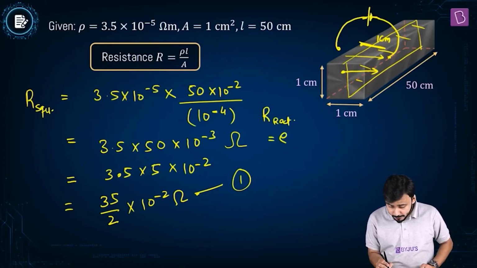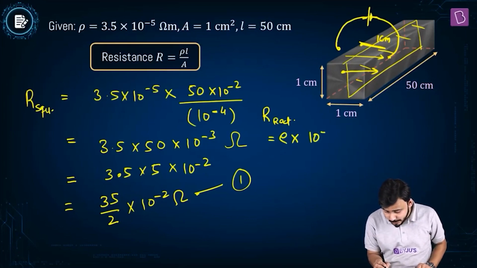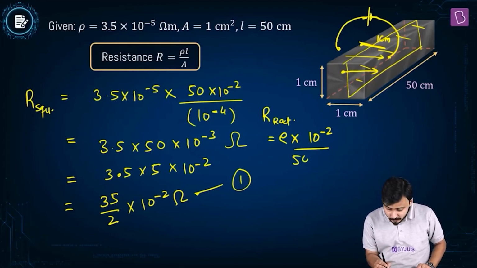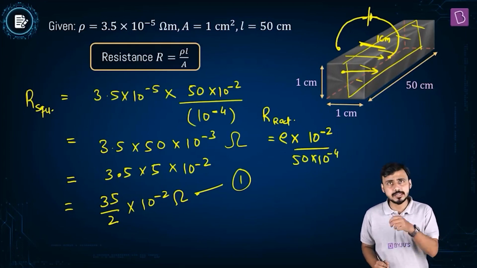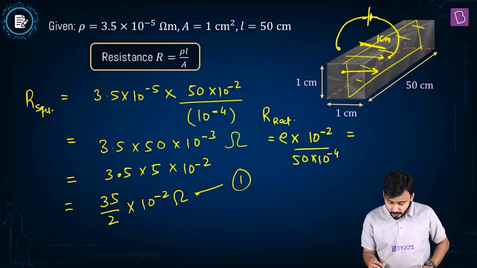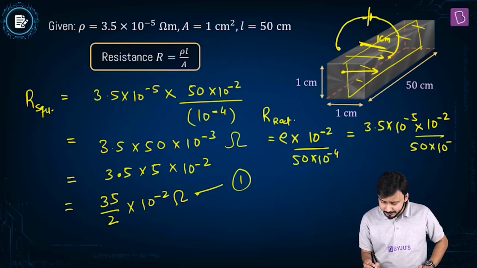That is equal to rho multiplied by length. Please tell me what is the length. Length is 1 centimeter. That's 10 raised to the power minus 2 meters, divided by cross-sectional area, 50 centimeter multiplied by 1 centimeter. That is 50 centimeter square. That's 50 into 10 raised to power minus 4. And the value of rho you just have to put it. Value of rho is 3.5 into 10 raised to power minus 5 multiplied by 10 raised to power minus 2, divided by 50 into 10 raised to power minus 4.